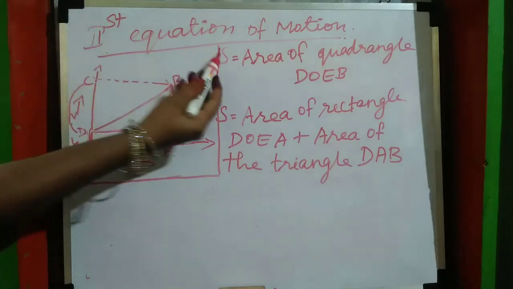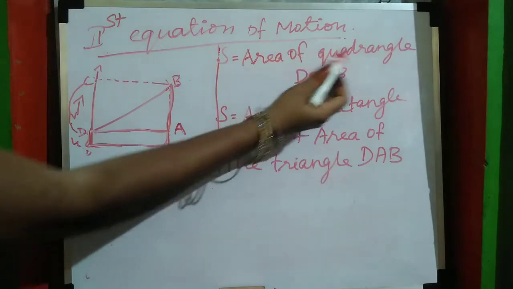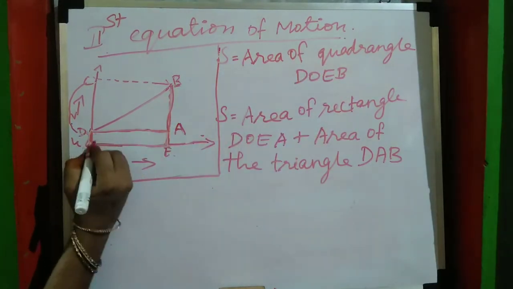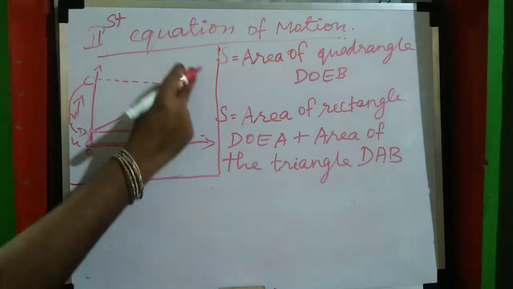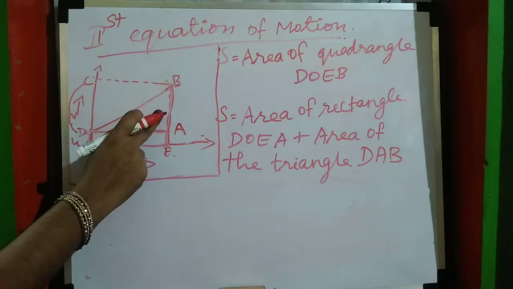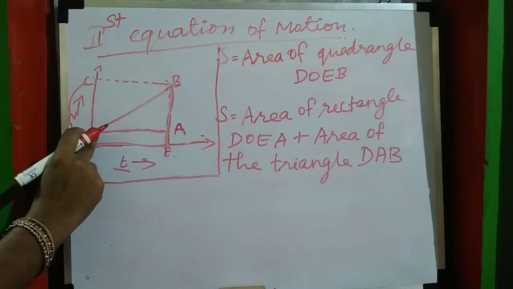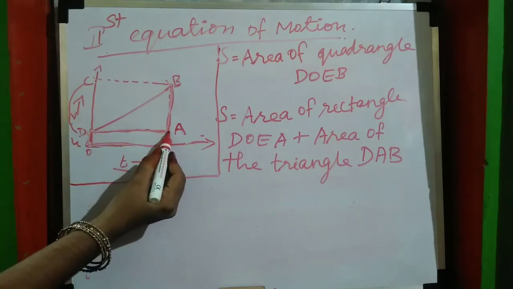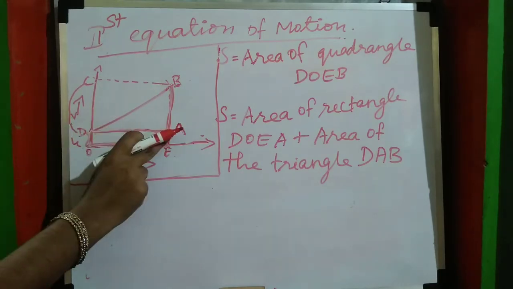Next, the second equation of motion. The distance S is equal to the area of the quadrangle DOEB. So distance S is equal to the area of the quadrangle. This quadrangle is equal to the area of the rectangle plus the area of the triangle: the area of rectangle DOEA and the area of triangle DAB.